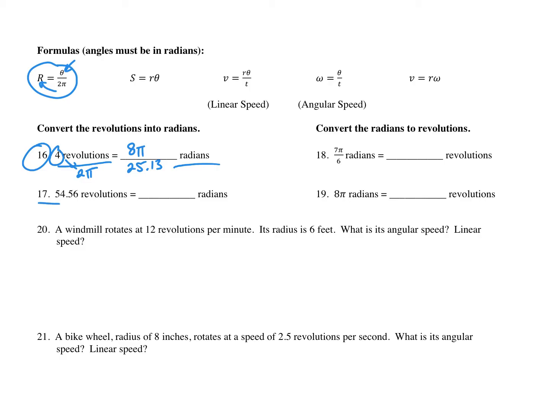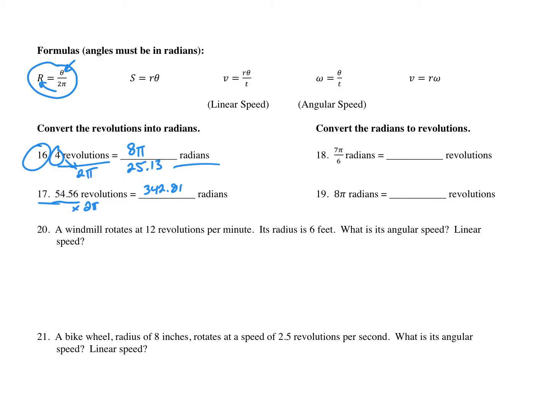Same kind of thing in number 17, right below it, 54.56 revolutions. If we want to know how many radians that is, each one of those revolutions is 2 pi radians. So just multiply 54.56 by 2 pi. I'll just give this one as the decimal, 342.81 radians. Each of those revolutions is 2 pi radians, so it's going to have more radians than revolutions.